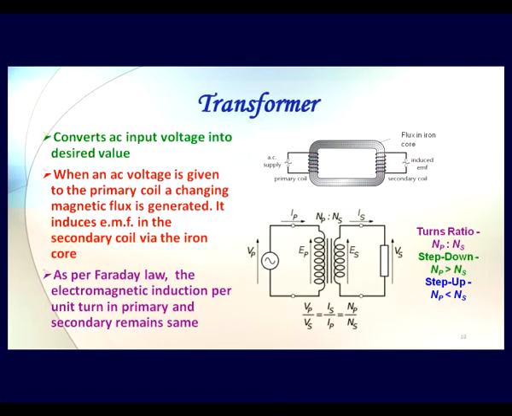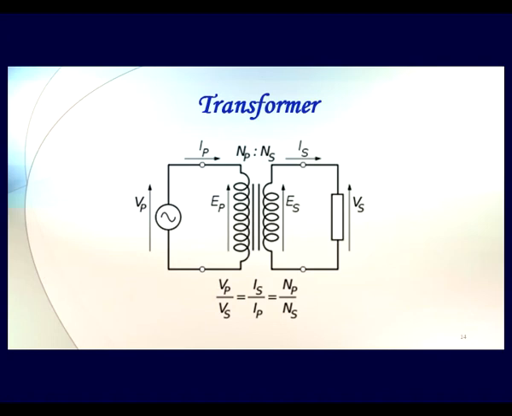As per Faraday's law, the electromagnetic induction per unit turn in primary and in secondary remains the same. What does it mean? It means that the voltage across the primary and the voltage induced across the secondary is solely dependent on the proportion of the turns of primary and secondary. Here at the bottom I have given the relation: the voltage in the primary upon the voltage in the secondary is equal to the number of turns in the primary, NP, upon the number of turns in the secondary, NS. And of course the current relation is inverse here. The current in the secondary to the current in the primary is proportional to NP upon NS.